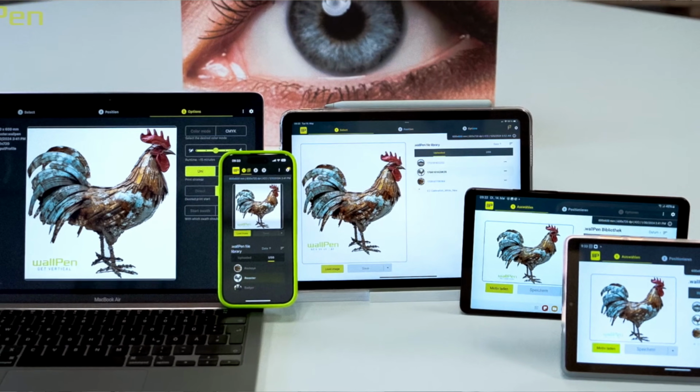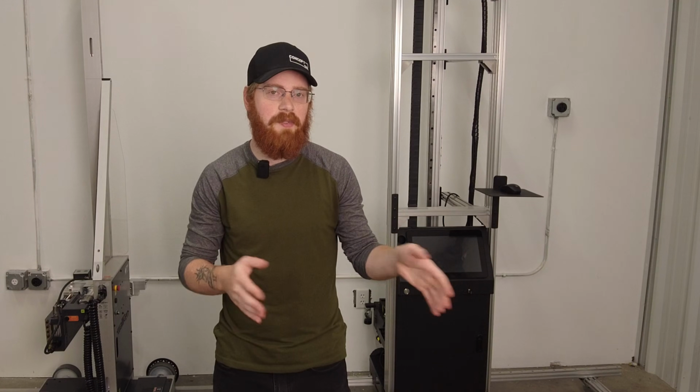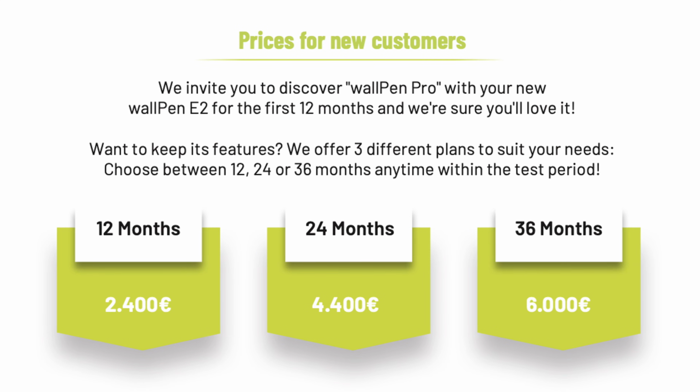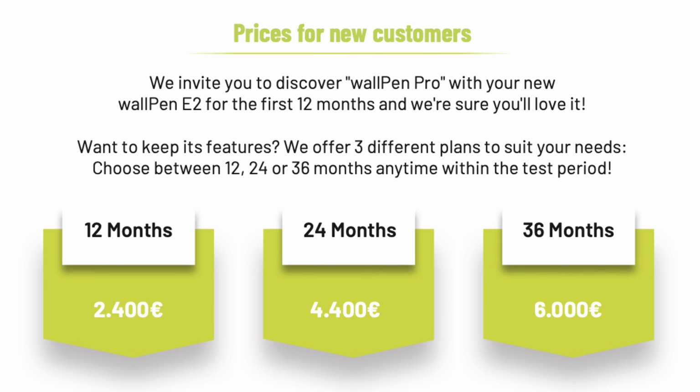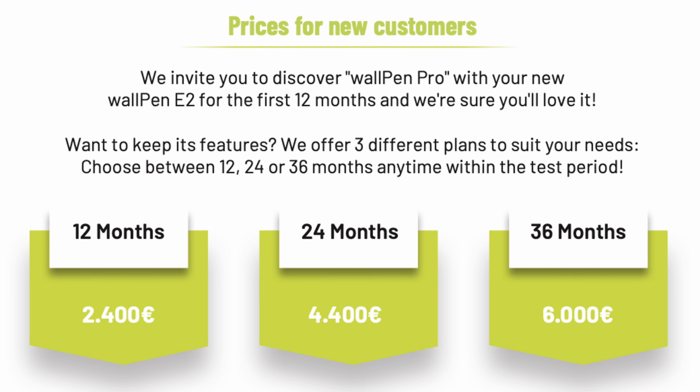For wallPen, it is a part of the Pro subscription. So they give you the Pro subscription for the first year. You don't have to pay for it. You get all the features. And after that, it is $2,700 a year to keep that subscription turned on and be able to still use those features.